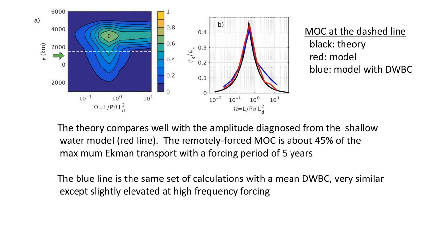So now along this dashed line, that's the southern limit of the subtropical gyre. I'm plotting results from the theory, which is that black line. Diagnosed from this series of model calculations is the red line. And I'm shocked by how well they agree, given my model is not really formal. It's maximum about 45% of the Ekman transport and decays linearly with higher and lower frequencies. This blue line is with a mean deep western boundary current. Essentially doesn't do anything. It looks just like this plot here. There's a little bit of enhancement at very high frequencies.